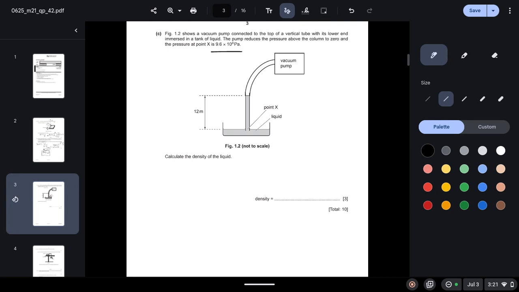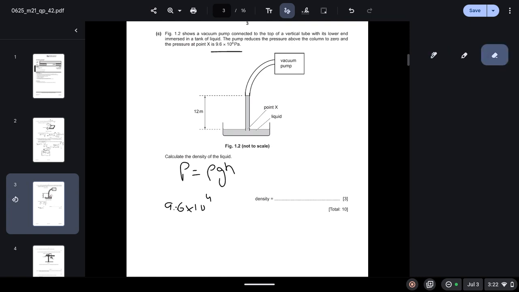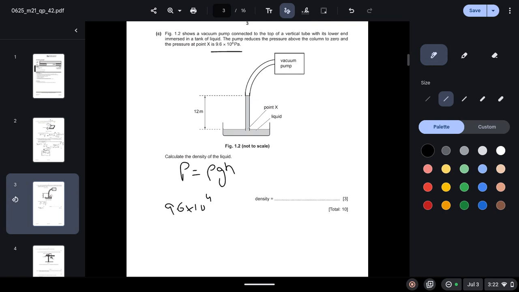So this is fairly simple. Once again we will use the formula for pressure, which is rho g h. Rho is the density, g is the gravitational field strength, and h is the height. So the pressure at point X they have given us, 9.6 × 10^4. We have to calculate the density. The gravitational field strength is 10. Height is 12. So using your calculator, your density will come out to be 800 kilograms per meter cubed.